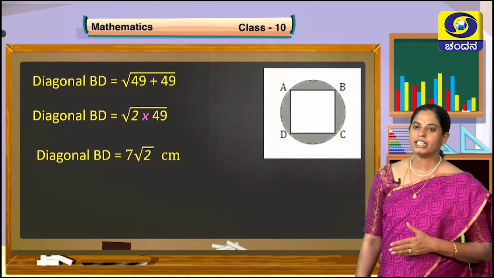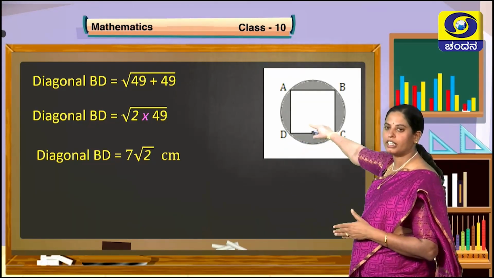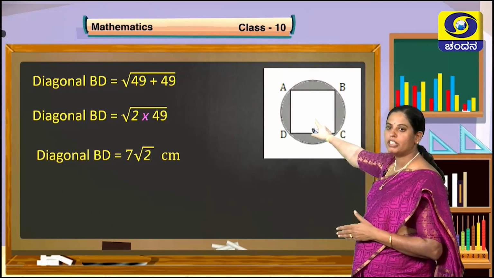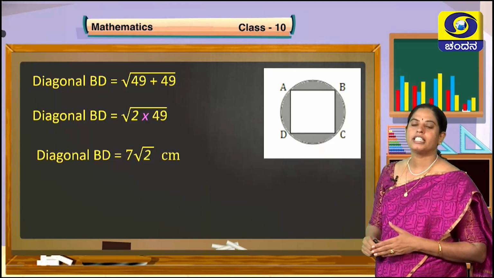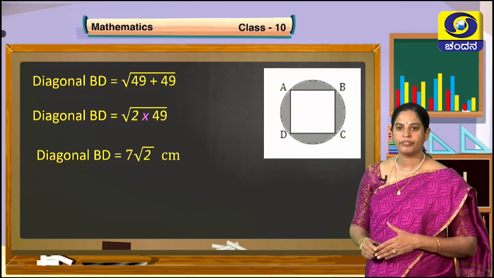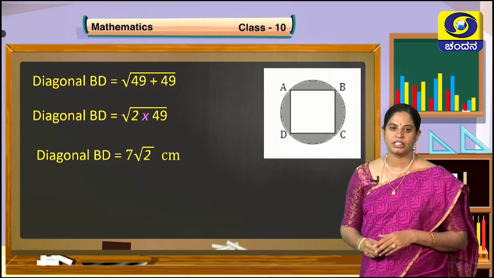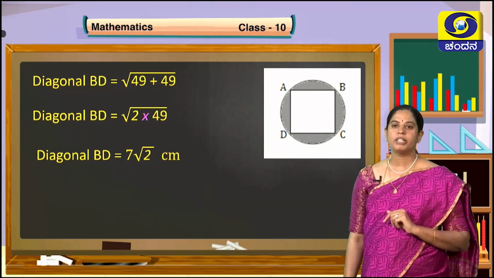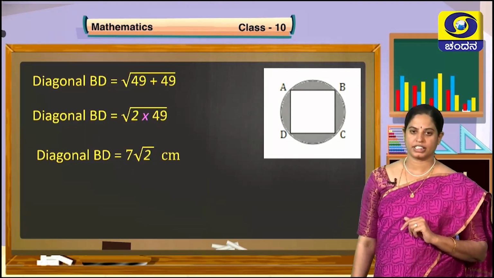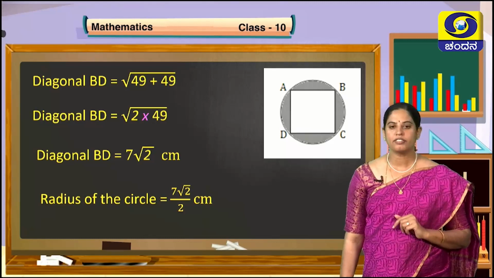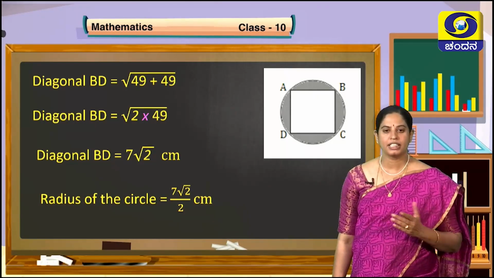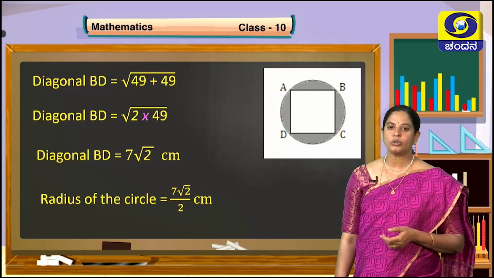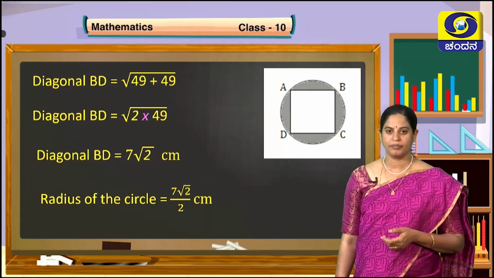If we know the diagonal, if you connect D and B, that will be related to the circle. What do we call the line segment that joins D and B? Yes, you are right, it is diameter. That is diagonal. BD is nothing but the diameter of the circle. If you know the diameter, we can calculate the radius of the circle, because half of the diameter is radius, that is 7 root 2 by 2 centimeter.